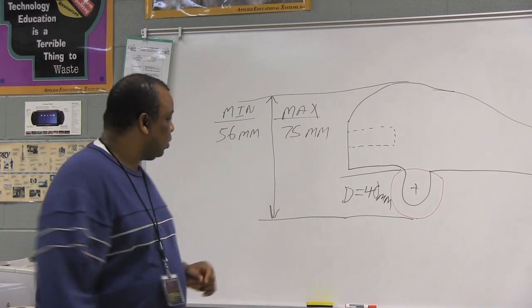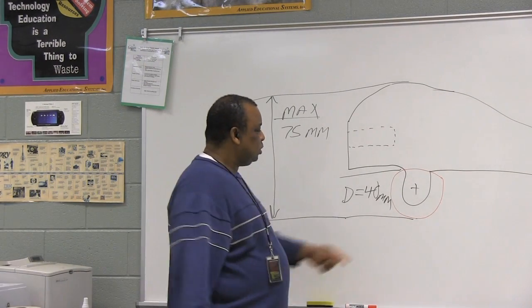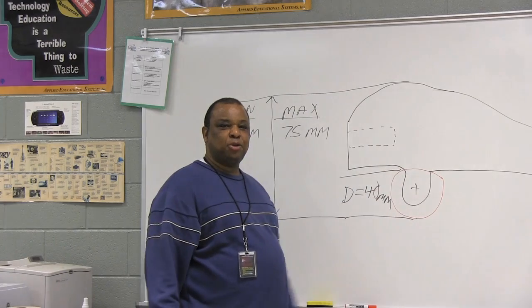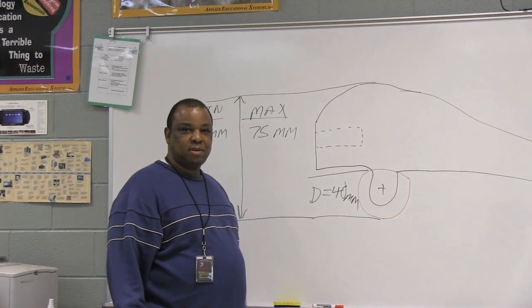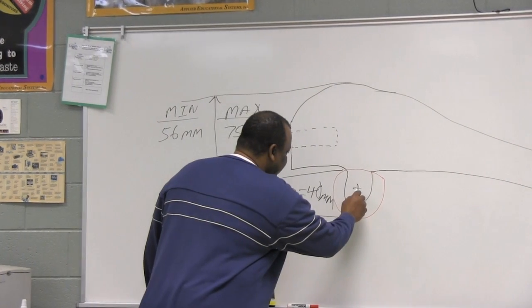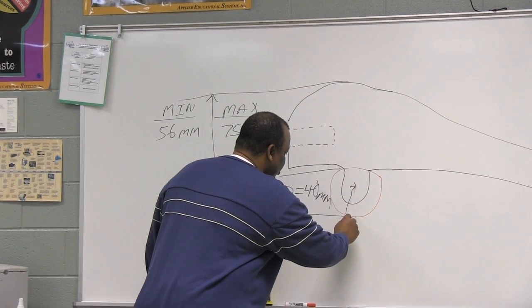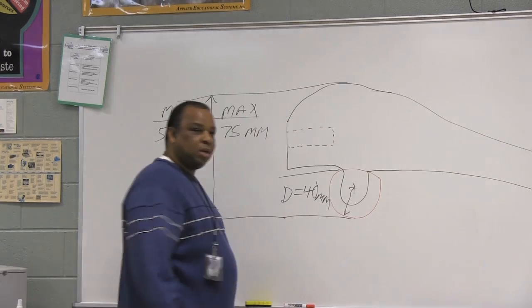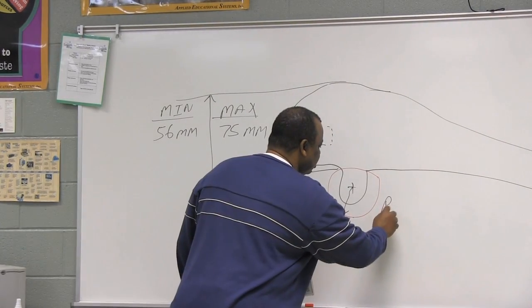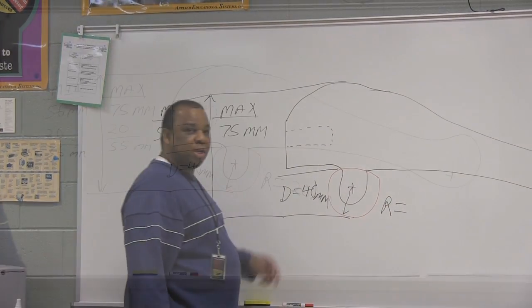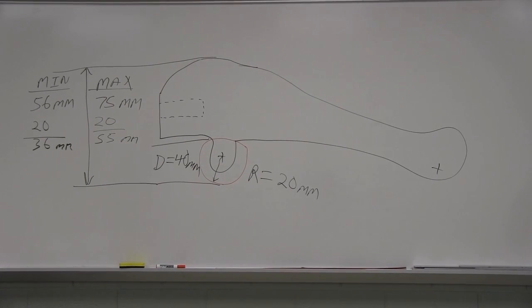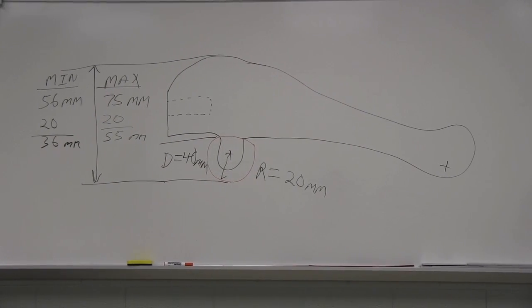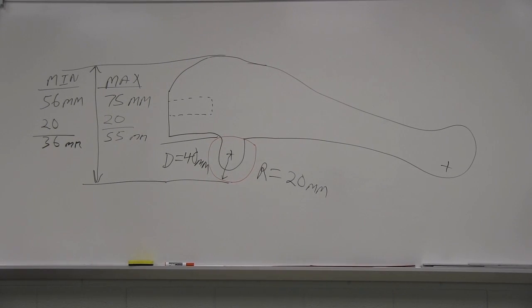Real simple. We already know that the diameter of this circle that this wheel makes is 40 millimeters. So the distance from the center to the bottom is the radius. And that's going to equal, in this case, half of the diameter, which would be 20 millimeters. Hopefully you can see that.